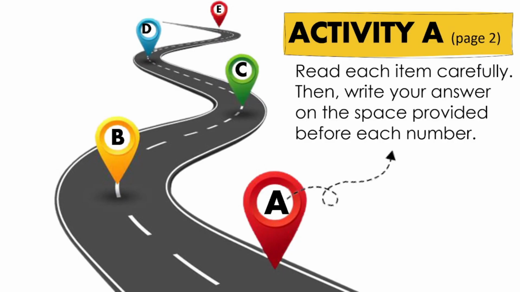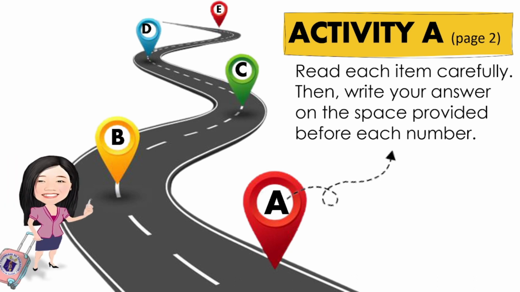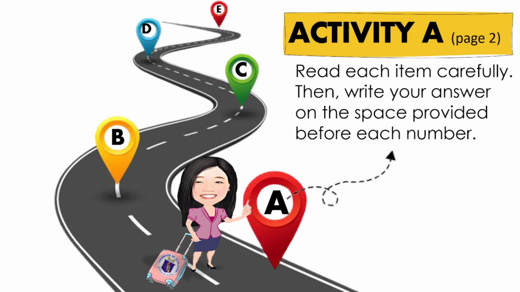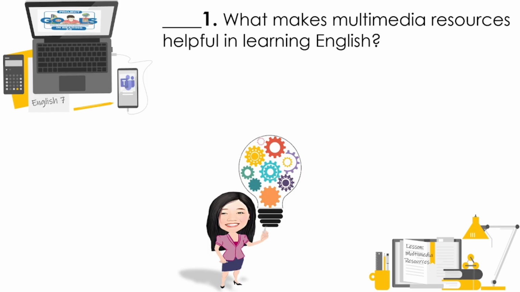For activity A, turn your learning activity sheets on page 2. Multiple choices. Read each item carefully, then write your answer on the space provided before each number. You will be given 5 seconds to finish each item, but in case you won't be able to finish within the given time frame, you can always pause this video and go back. Good luck! Number 1. What makes multimedia resources helpful in learning English?